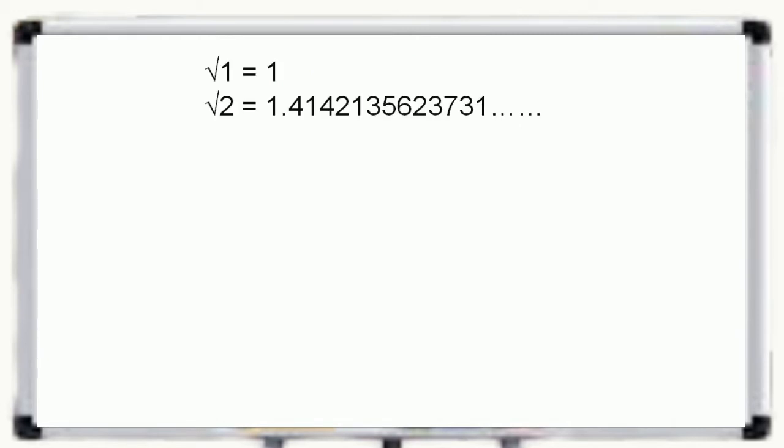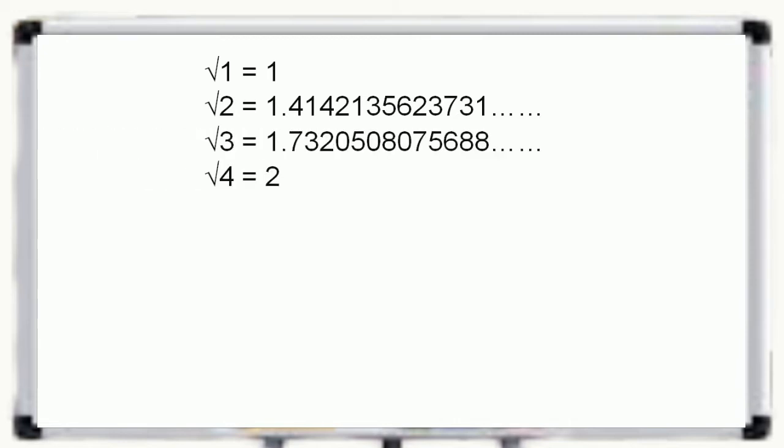So square root of 1 is equal to 1. You know very well 1 is a perfect square. So square root of 1 is equal to 1. 1 means 1 square, and the square and square root get cancelled and the answer is 1. Square root of 2, we already did the long division method for finding it. Here it is 1.412135623731 and so on. That means it is a non-terminating, non-repeating decimal. Square root of 3 is also a non-terminating, non-repeating decimal.